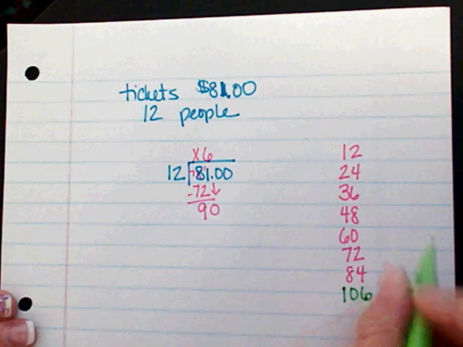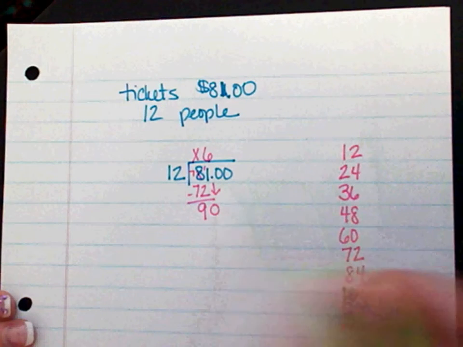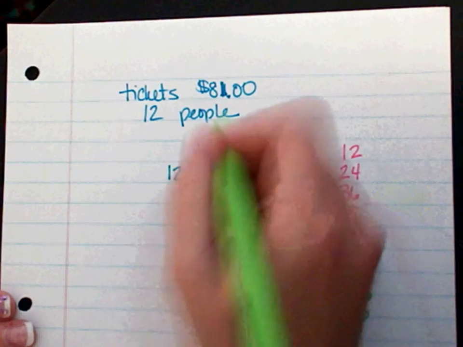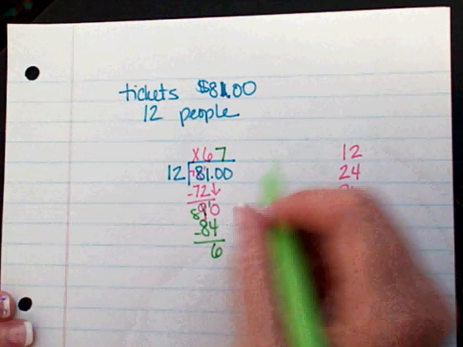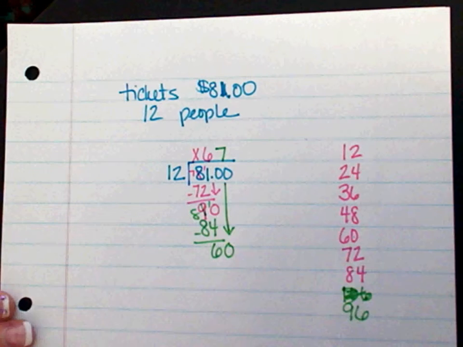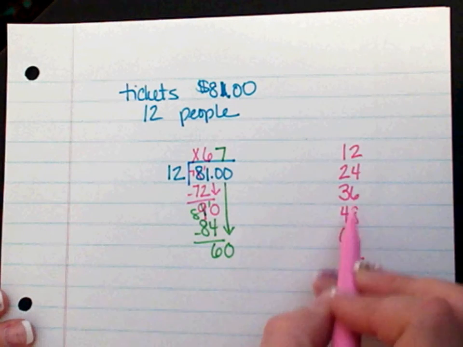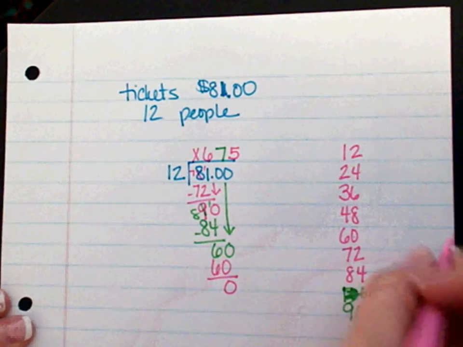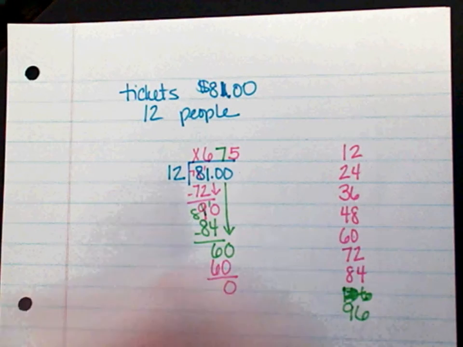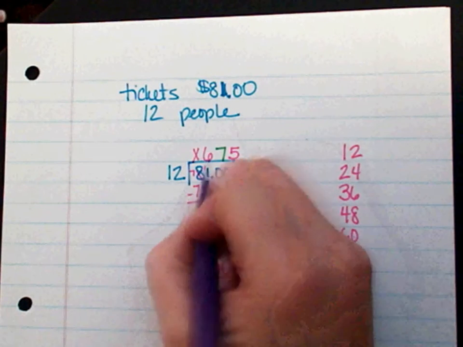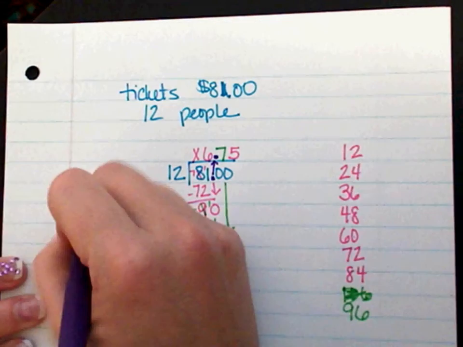I didn't get very far here. 84, 96. So 90 goes back to 84, so it's going to be 1, 2, 3, 4, 5, 6, 7. 7 times 12 is 84. Subtract, 6. I have another number to bring down. My new total is 60. Twelve goes into 60, 1, 2, 3, 4, 5 times, evenly.